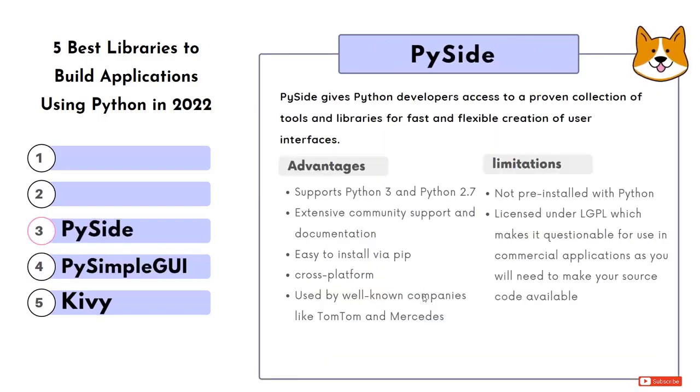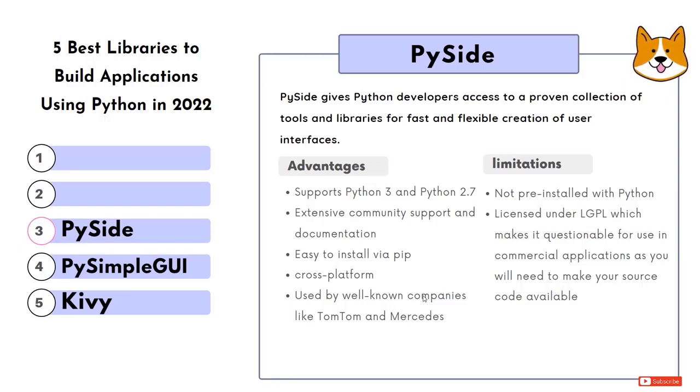So yeah, on top 3 we have PySide. It has a collection of tools and libraries which are fast and flexible, and yeah, using these fast and flexible tools we can create more interesting and reliable user interfaces. So PySide is on top 3 because, as you see here, we have ample things to do with it. We just have to use those libraries to build our GUI application.